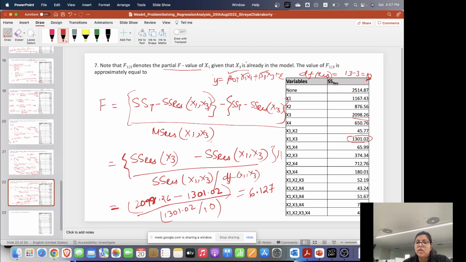So if we get some questions like this, we should always write down the model first, then the H naught and the number of restrictions that we would have, and then based on this extra sum of squares technique we should get the F statistic.